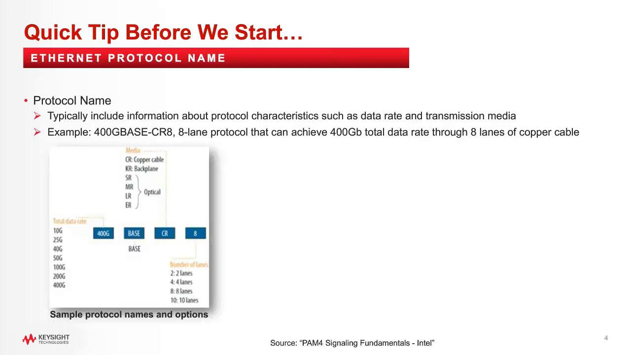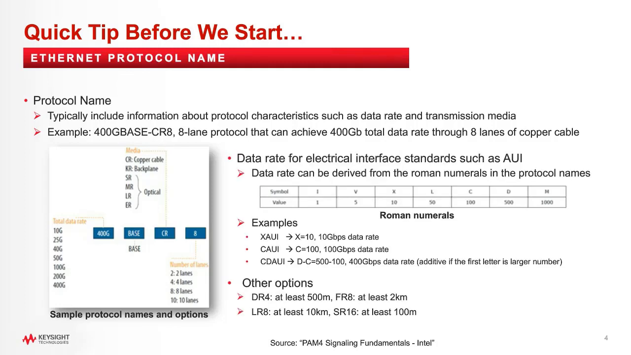Here are some examples of protocol names and options. Also, using Roman numerals, the data rate for electrical interface standards can be understood. X-AUI means simply 10 gigabit per second, since X equals the number 10. For two numerals, such as CD-AUI, it becomes 400 gig, since D minus C equals 400.